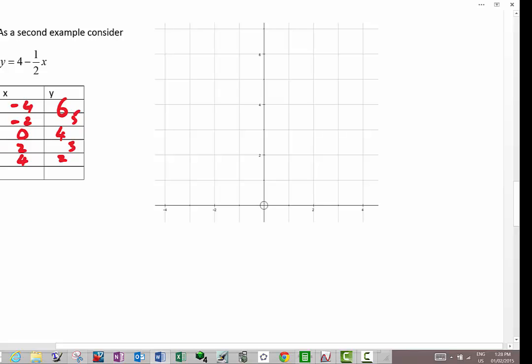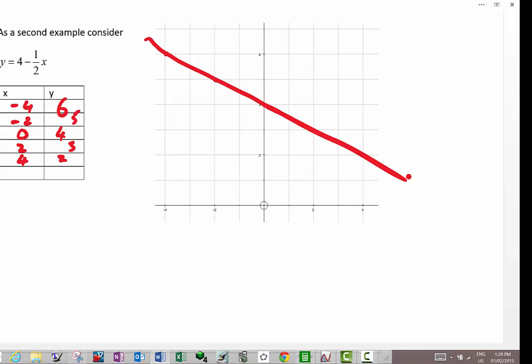So when x is negative 4, the y coordinate is 6. When x is negative 2, the y coordinate is 5. When x is 0, the y coordinate is 4. When x is 2, the y coordinate is 3. And when x is 4, the y coordinate is 2. And we can see that all these points lie on a straight line sloping downwards. And that then is the straight line with equation y equals 4 minus a half x.